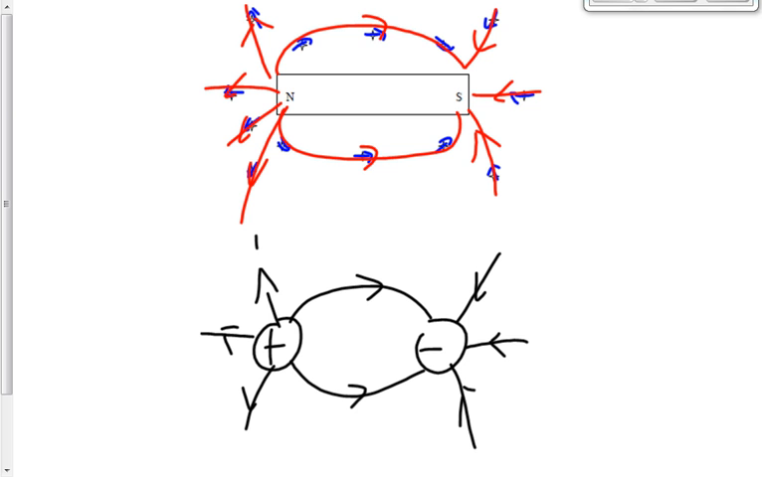If we have a north pole and a south pole, it's like having a positive and a negative charge. The field will look the same, except that it's a magnetic field given by the symbol B, as opposed to an electric field given by the symbol E. Let's try the next one.